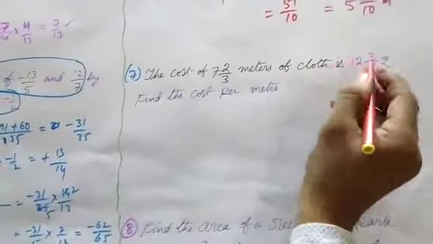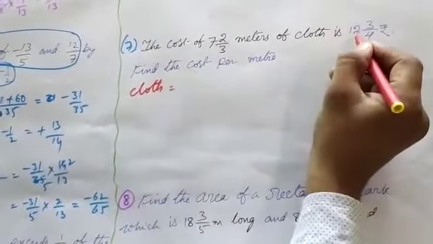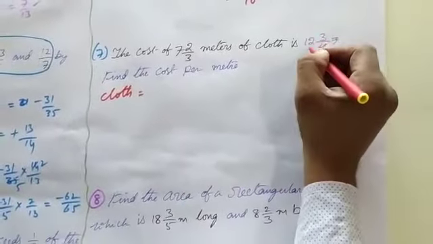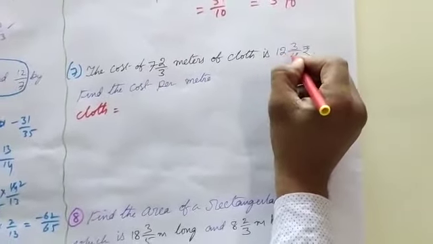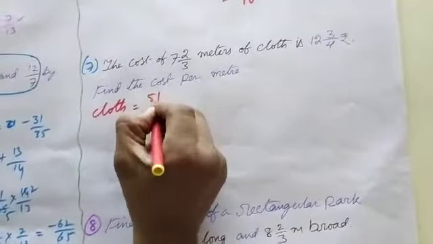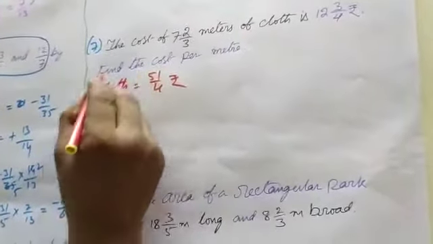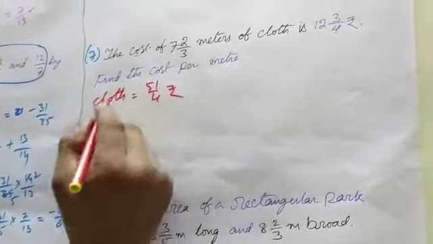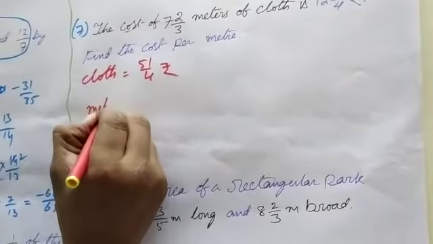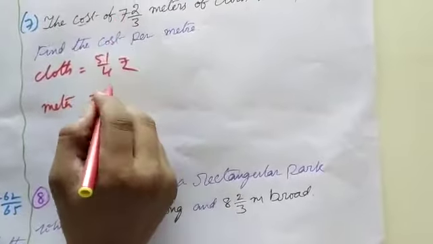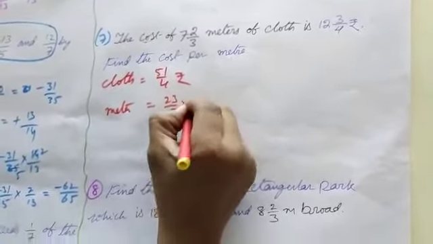First of all, the cost. This is a mixed fraction, so convert it: 4 12s are 48 plus 3, 51 by 4 rupees. The cloth length is 7 2 by 3: 7 3s are 21 plus 2, 23 by 3 meters.